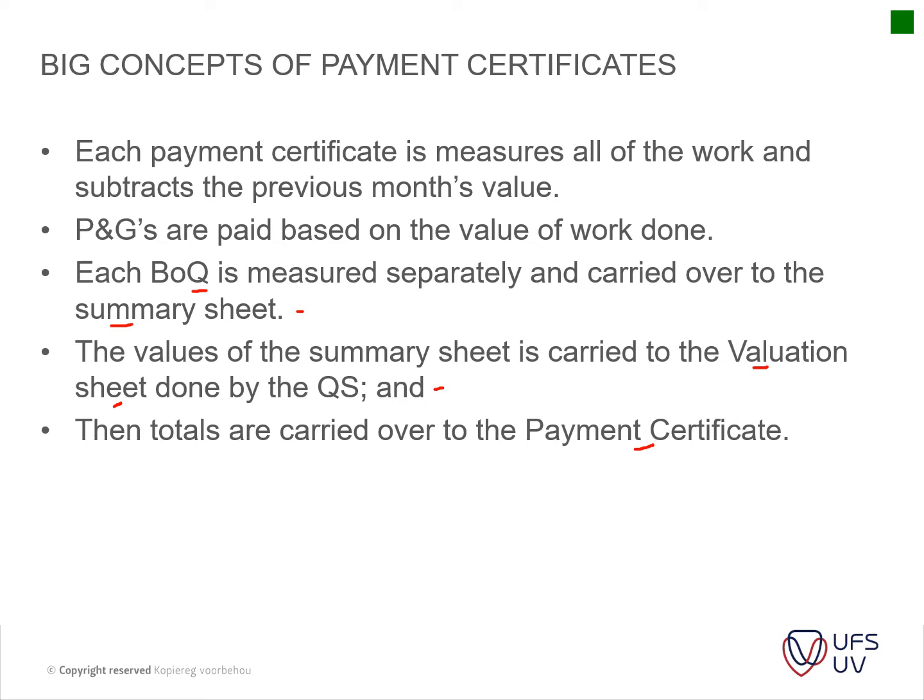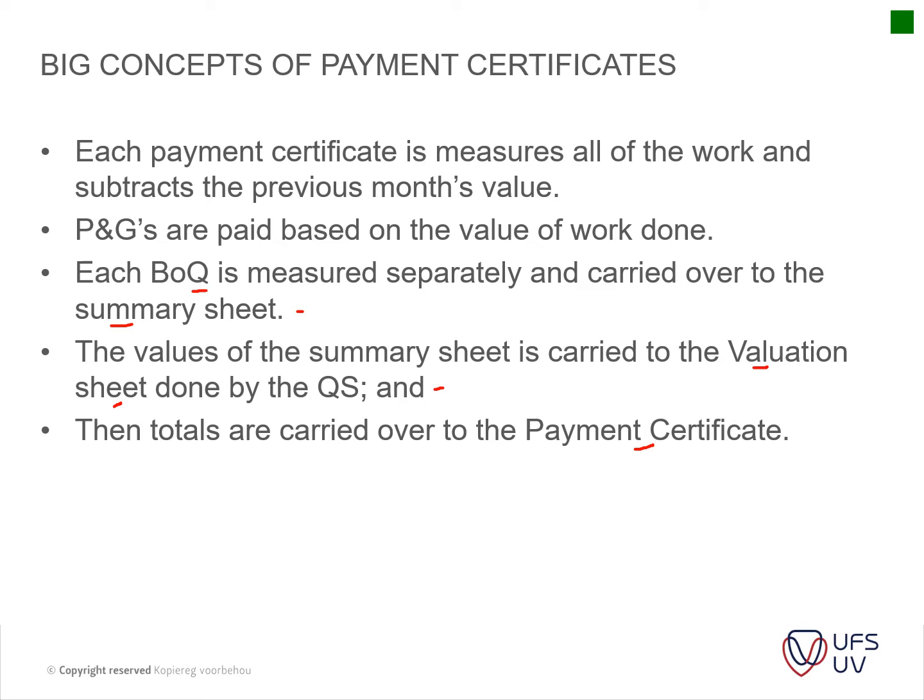The valuation and the payment certificate are exactly the same, so there's no difference, it's just a signature. The valuation sheet is just a proposal by the QS, and then you've got the actual payment certificate, and this is based on the JBCC contract. As the principal agent, you will sign. So this is what we're going to look at.